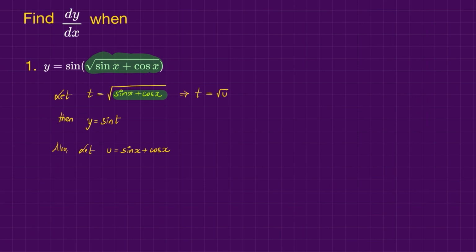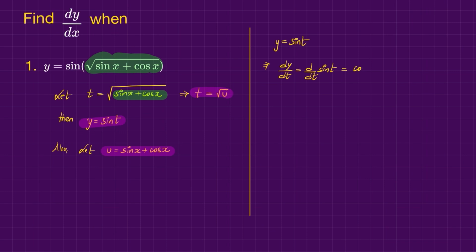So here we can see three equations. y equals sine of t, that means y is a function of t, but t equals root over u, that means t is a function of u, and u equals sine x plus cos x, that is u is a function of x. Okay, now since y equals sine of t, if I differentiate both sides with respect to t, then we will have dy over dt equals d/dt of sine t, and this equals cos of t, that means dy over dt equals cos of t.